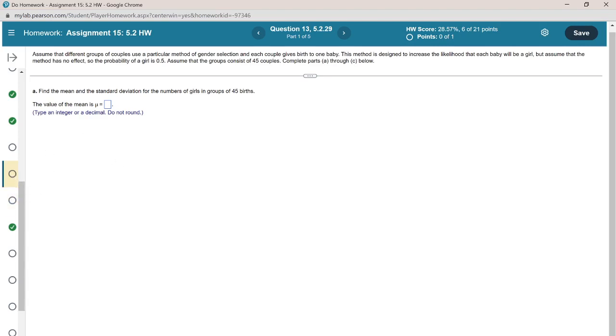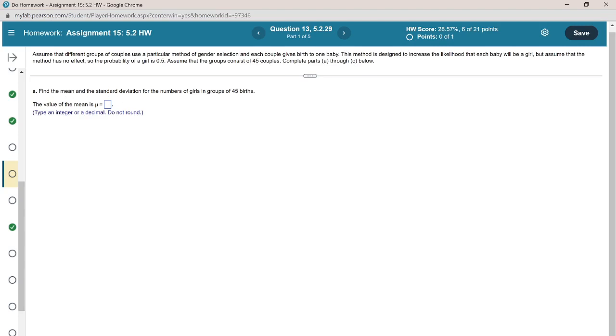Assume that a different group of couples use a particular method of gender selection, and each couple gives birth to one baby. This method is designed to increase the likelihood that each baby will be a girl, but assume that the method has no effect. So the probability of a girl is 0.5, which means 50%. Assume that the group consists of 45 couples. Complete parts A through C.